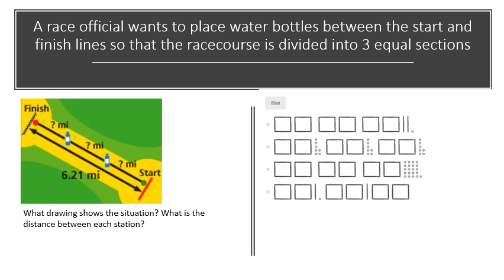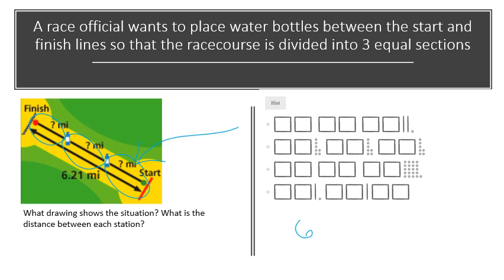A race official wants to place water bottles between the start and finish line so the race course is divided into 3 equal sections. What drawing shows the situation? What is the distance between each station? So we're going to look at which of these models represents the distance between each station.